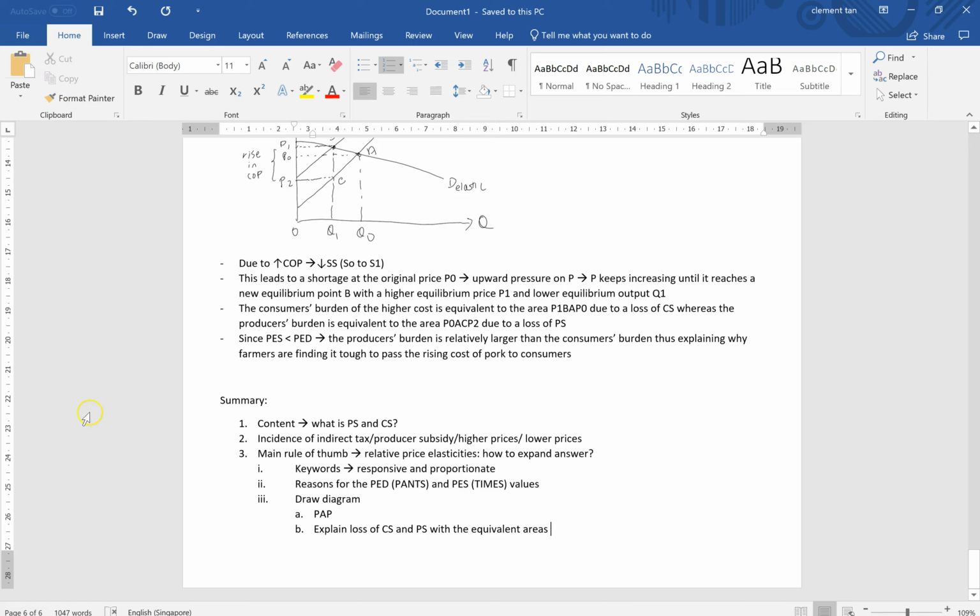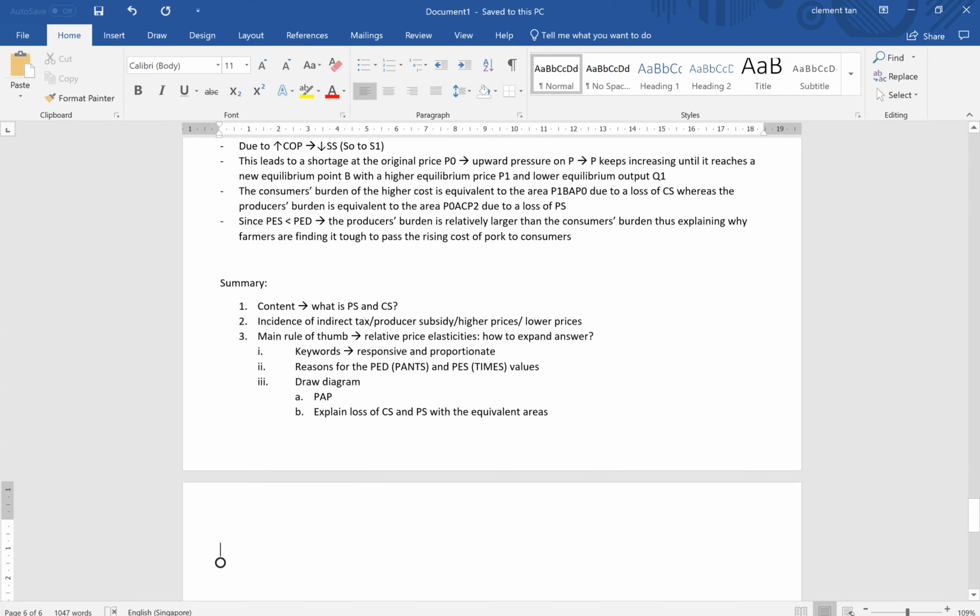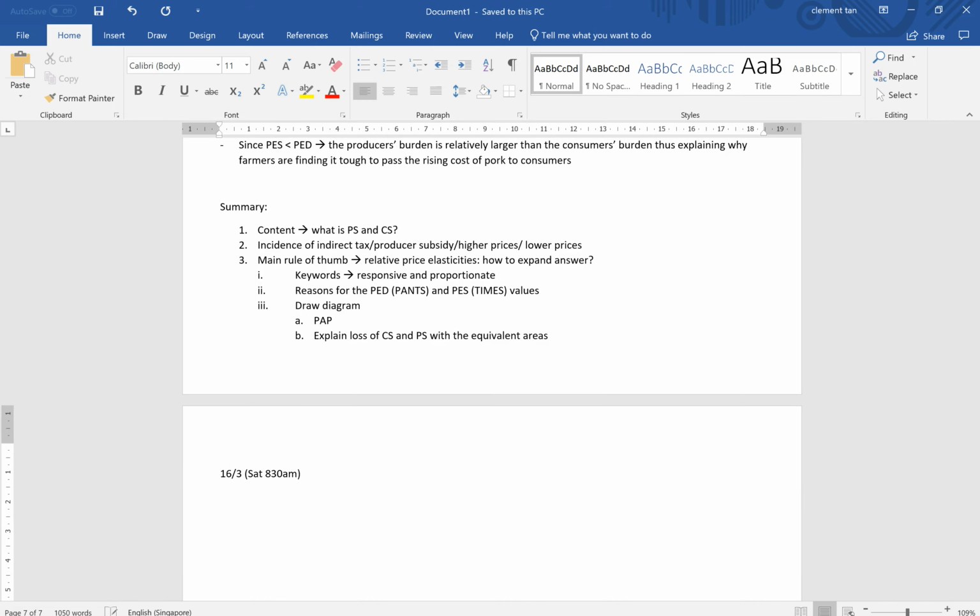There is another question, which I'll go through next lesson. Next lesson is on 16 March, Saturday, 8:30 again. It will be divided into a few parts. Number one, I will recap a bit on incidence. Then the second part is I'm going to go through price controls with you, price ceiling and floor. So that's it. Thank you.